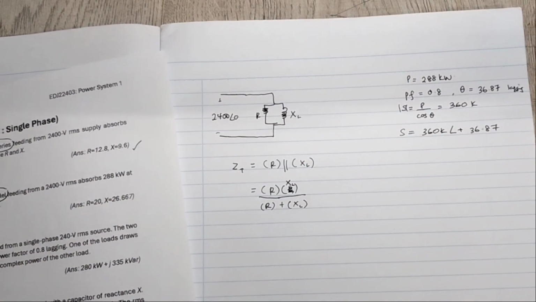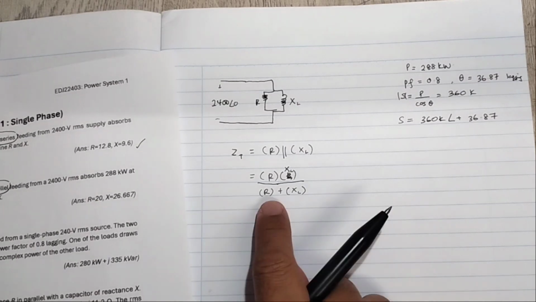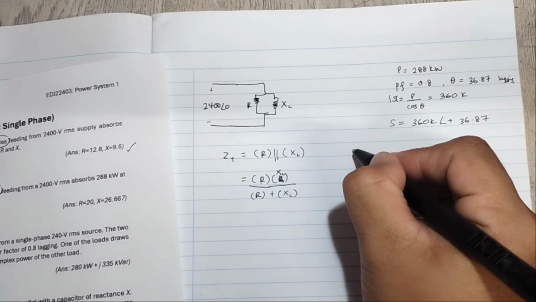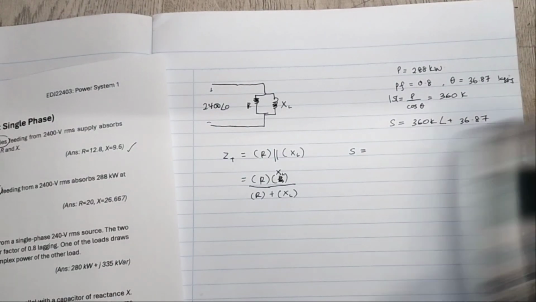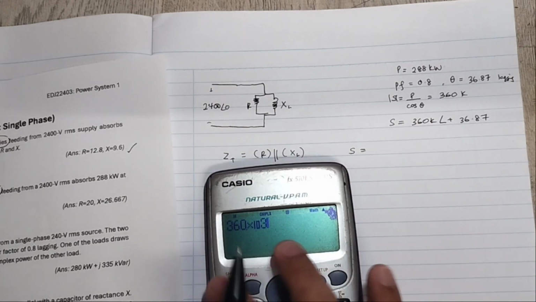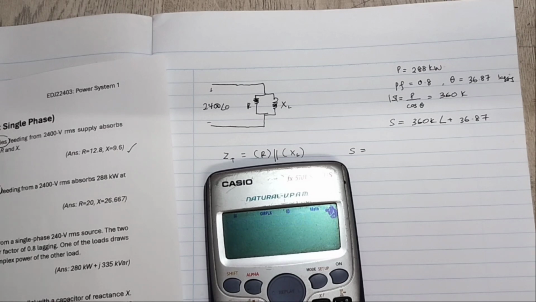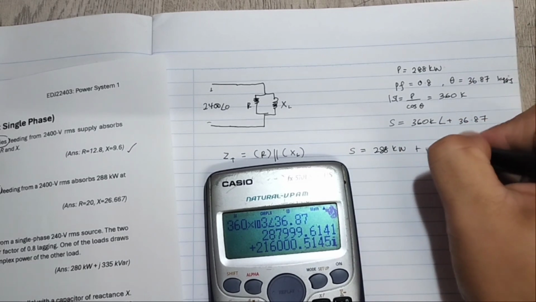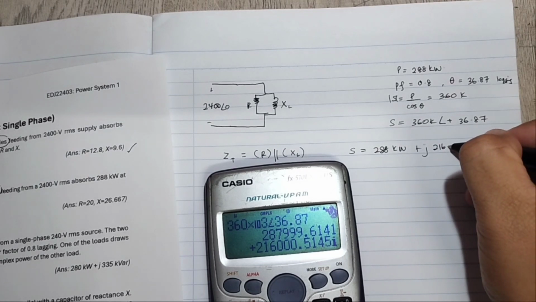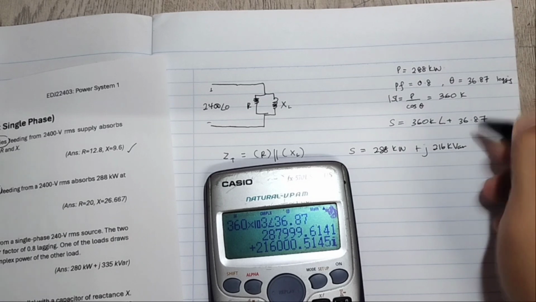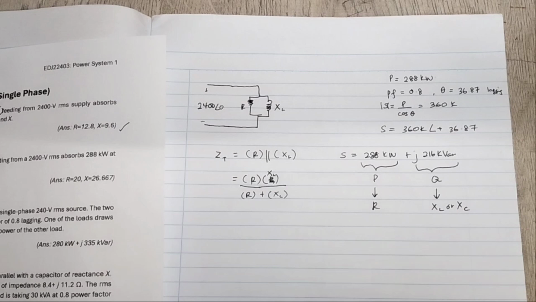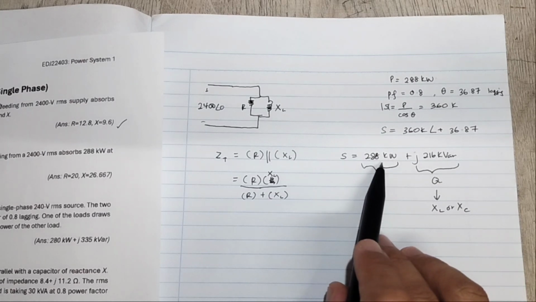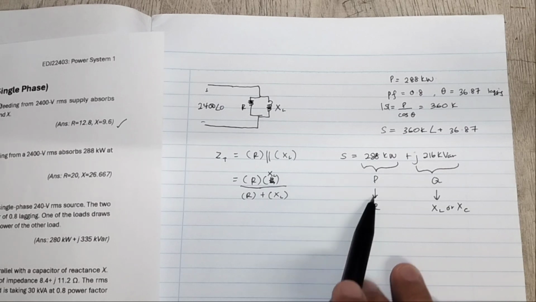Okay, right. Tapi sini kita tak ada. Tapi kita boleh tahu. Actually, S ni sebenarnya kalau kita tekan calculator, right. So from S, actually S kalau tekan calculator, 360k sudut berapa? 36.87. This value actually 288 kilowatt plus J 216 kilo VAR. Actually this one is direct come. For this real part, okay, so real part P actually the values come from R actually.